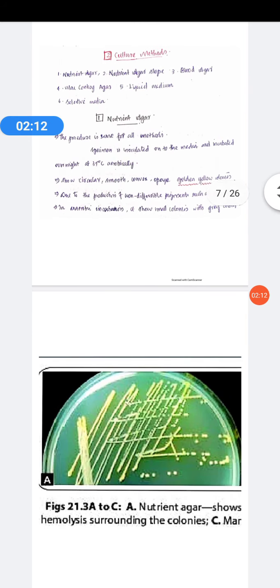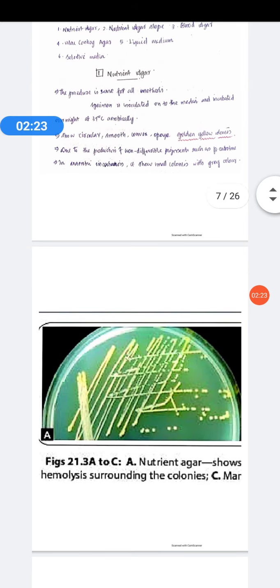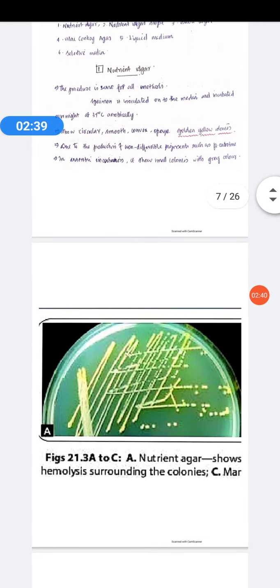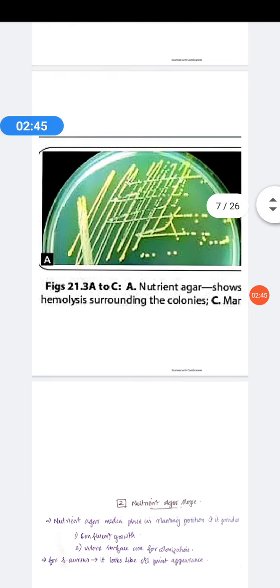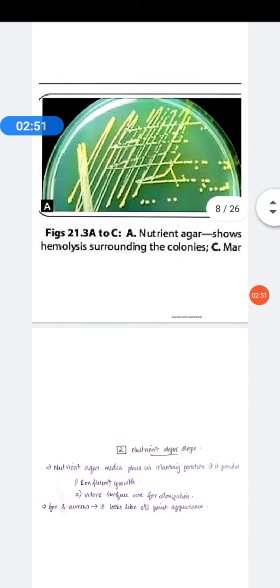First come to the nutrient agar. In nutrient agar, Staph aureus is seen as circular, smooth, convex, opaque colonies with golden yellow color. Why are these golden yellow colonies produced? It is by the production of non-diffusible pigments such as beta-carotene by the Staph aureus. Then in anaerobic condition in nutrient agar, Staph aureus is seen as small colonies with a grey color. This is the picture showing the nutrient agar. Here we can see the golden yellow color colonies.